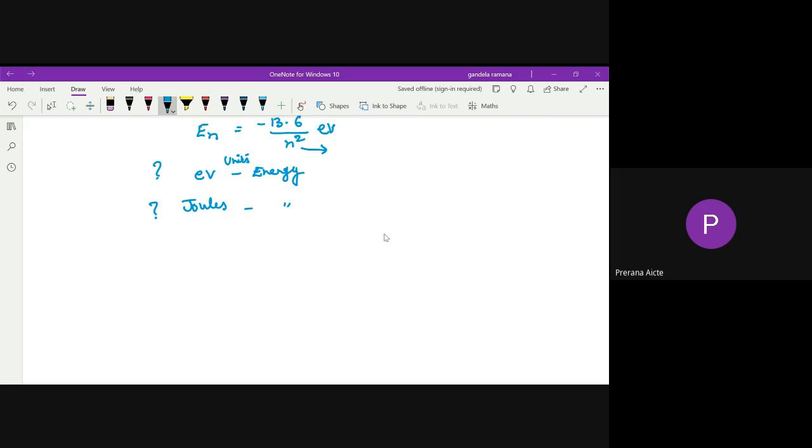So what is the relationship of joules and electron volts? 1 joule is equal to 1.602 into 10 power minus 19 electron volts.